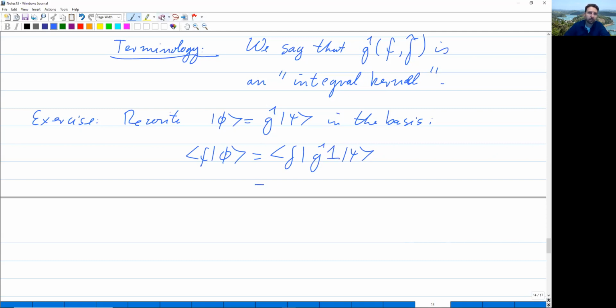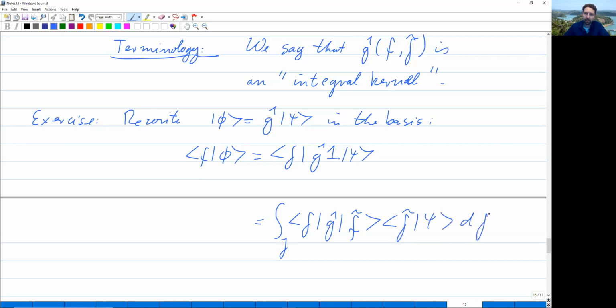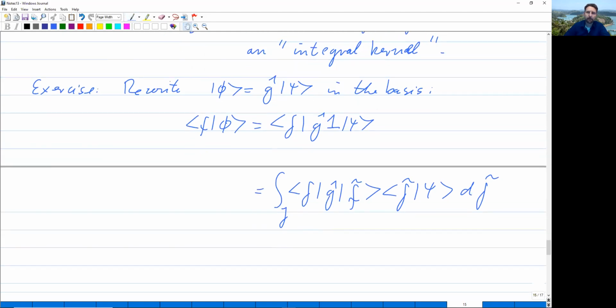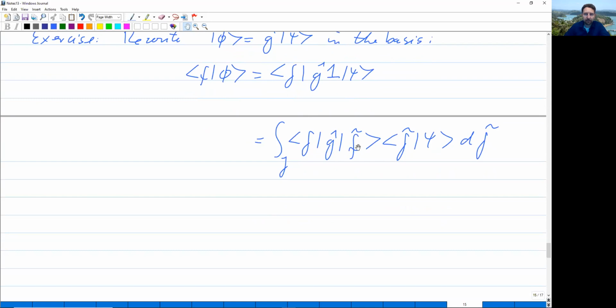Then, I think it's best to do this one line below. Then we obtain that this is the integral over J of f g hat, and then the basis f tilde and psi and d f tilde. That was our resolution of the identity in terms of the f tildes. You see, the f and the f tilde are the same vectors. I just used a different variable to denote them so that it doesn't clash with the f that we put on the left here.